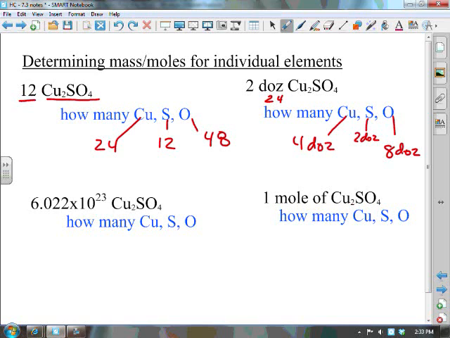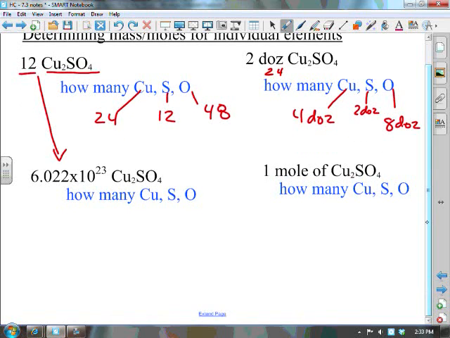Again, not a new counting system or anything like that. I just want you to count these in terms of dozens and not individual pieces, because this is going to be important as we carry it down to chemistry numbers. Now let's say I have 6.022 times 10 to the 23rd Cu2SO4s in your hand. So you're able to actually hold that many in your hand, which really is not a ton. It's only a couple hundred grams, so you could probably do that.